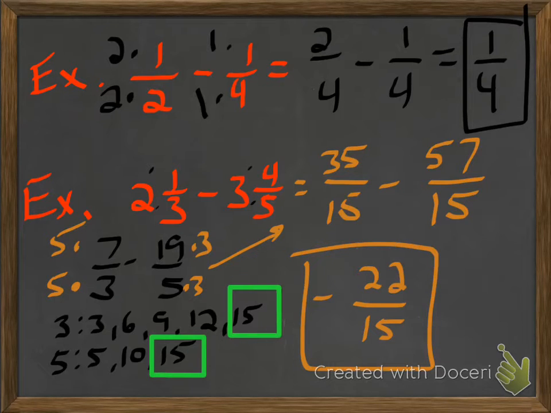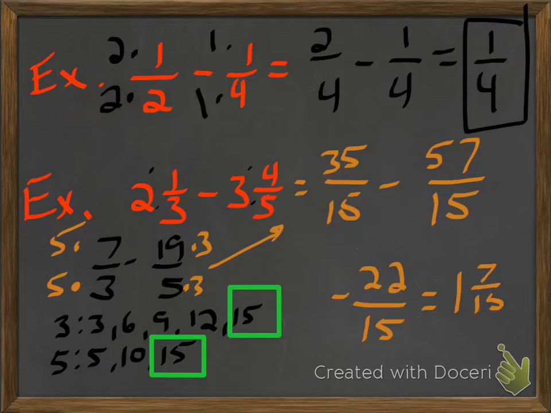Now we're not quite done. If you're in algebra, you would leave it. But you're not, so we've got to change it back to a mixed number. I'm going to do it real fast. 15 will go into 22 one time with a remainder of 7 fifteenths. So it's negative 1 and 7 fifteenths.